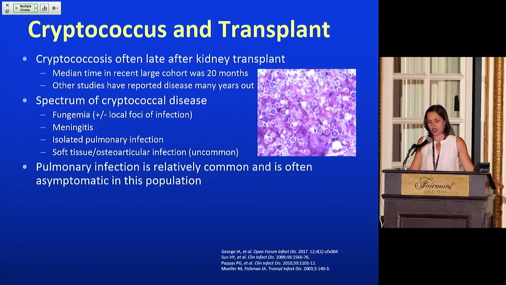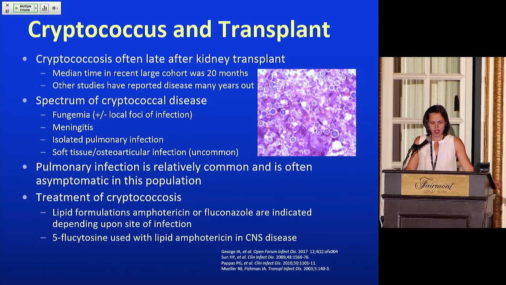Pulmonary infection is relatively common in this patient population actually, and is often asymptomatic. Sometimes people will have a screening chest x-ray for something and a pulmonary nodule is seen and they are referred for a VATS to take it out because people are worried it's lung cancer. And then it's removed and the pathologist says there's yeast here. So usually that is Cryptococcus in this patient population. How do you treat it? Lipid formulations of amphotericin or fluconazole are indicated depending upon the site of infection. 5-flucytosine with lipid amphotericin is used for central nervous system disease, and that can be kind of hard to tolerate for these patients.